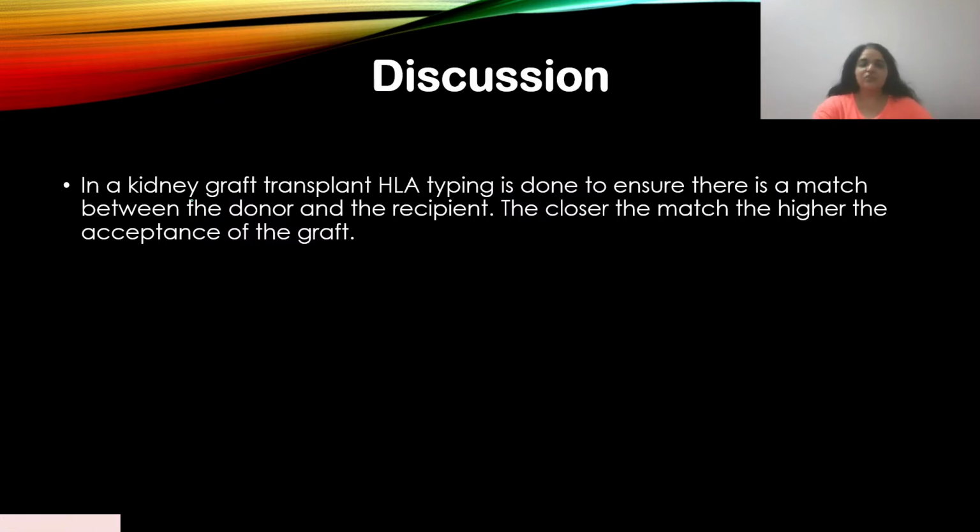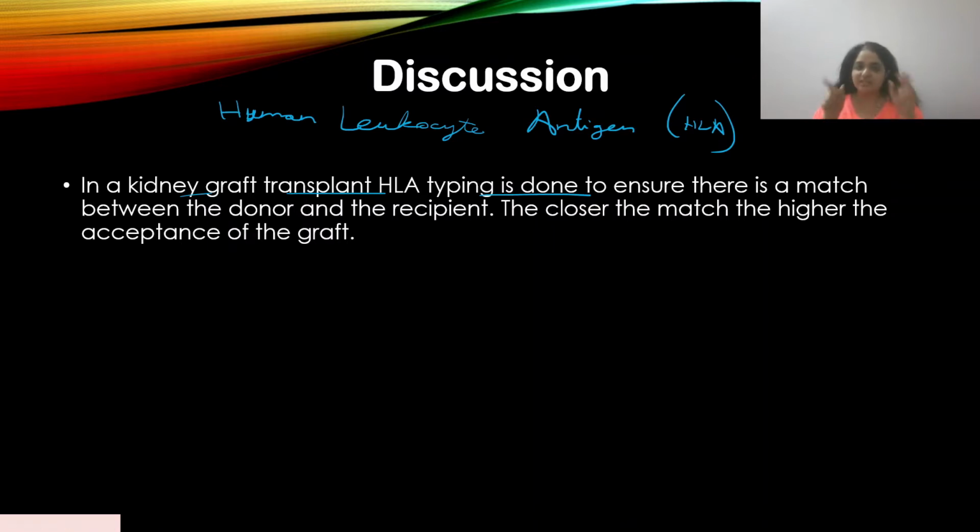Yeah. So in a kidney graft transplant, HLA typing is done. Now I already mentioned HLA, it's human leukocyte antigen, HLA in short. Now these are actually cell surface receptors. They're present on our cells.